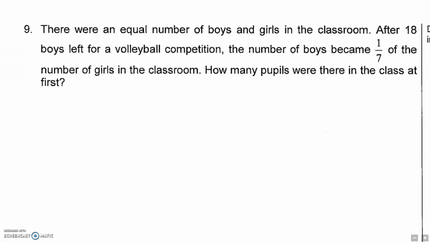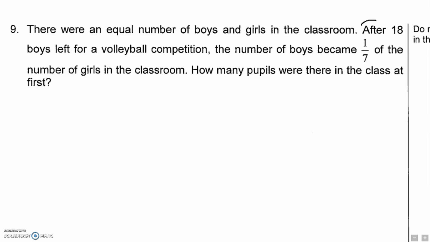Question 9 says this. There were an equal number of boys and girls in the classroom. Okay, and after 18 boys left for a volleyball competition, the number of boys became 1/7 of the number of girls. So if you remember the skill that we learned just now, the number on top usually represents the thing on the left, whereas the bottom number usually represents the thing to the right. In this case, is the girl.